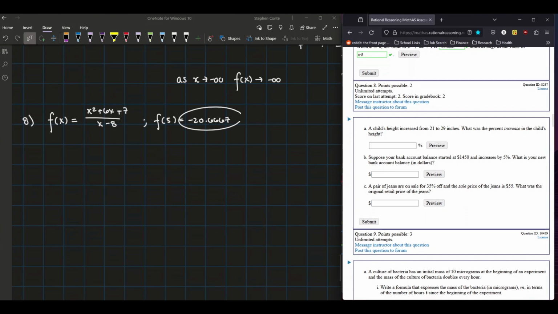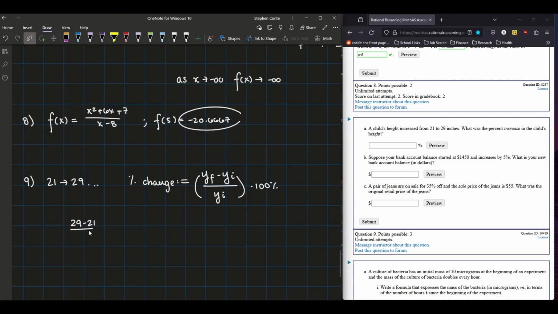Number 9. If a child's height increases from 21 to 29 inches, what's that percent change? You need to know the percent change formula, which we've talked about in recitation a couple of times. You should really write these down if you don't have them already. Y final minus Y initial over Y initial times 100%. Our Y final is 29. Our initial is 21. So it's going to be 29 minus 21 over 21 times 100%. We can just input this the way it is.